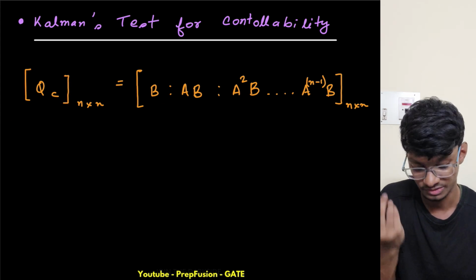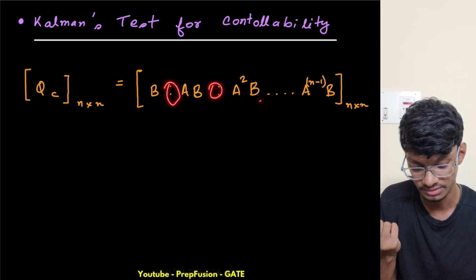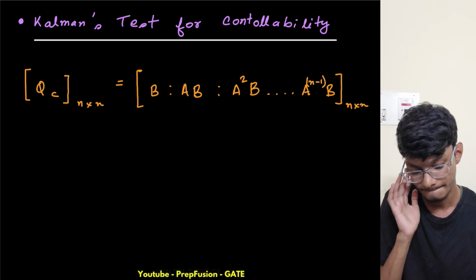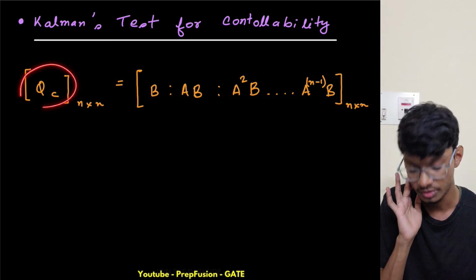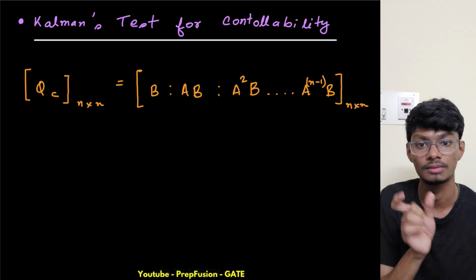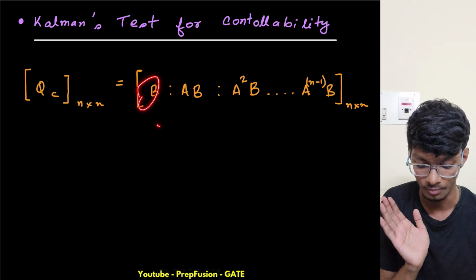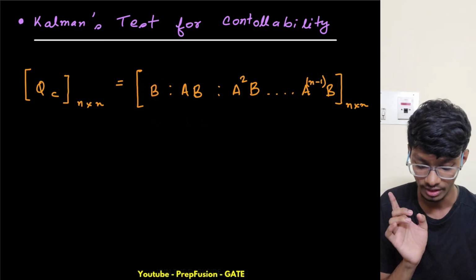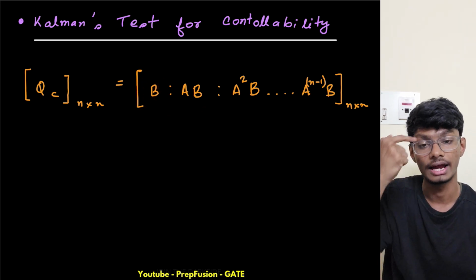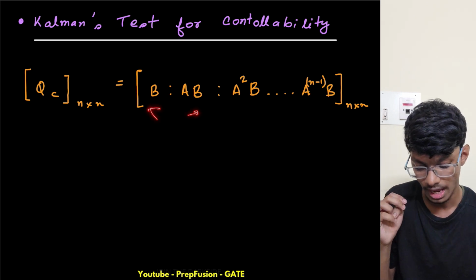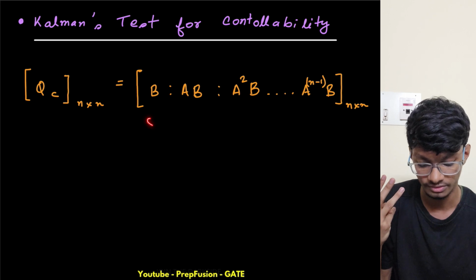Now you might ask, what is this colon and what is this? Once we solve the question, we'll understand. Just understand that the order of QC will be n cross n, that is basically the number of state variables or the order of the system. How many terms will I have? I will have n terms. Let's say my system has order 2, so I will have the first 2 matrices. If my system has order 3, then I will have 3 matrices.